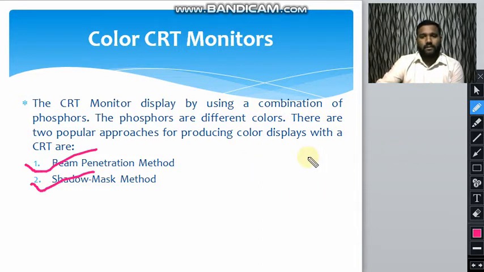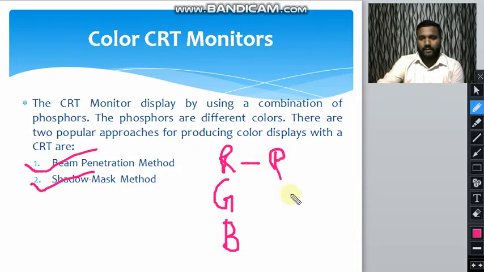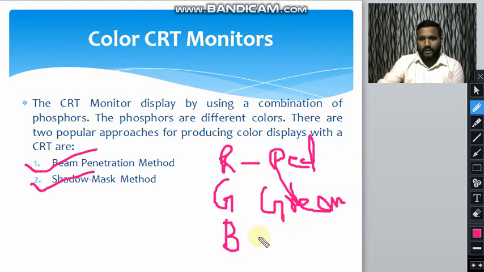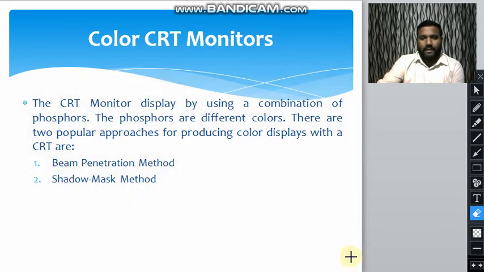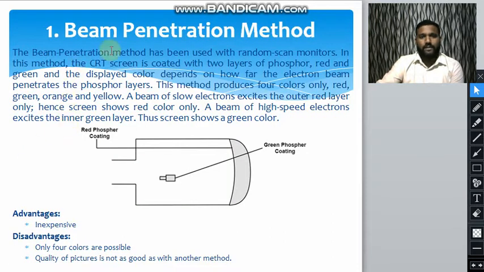Before moving forward, let us see what the basic three colors in computer science are: R, G and B, red, green and blue. With the help of these three colors we can form many colors. Let us see these two methods one by one, the beam penetration method and the shadow mask method. First is the beam penetration method. So what is the beam penetration method?